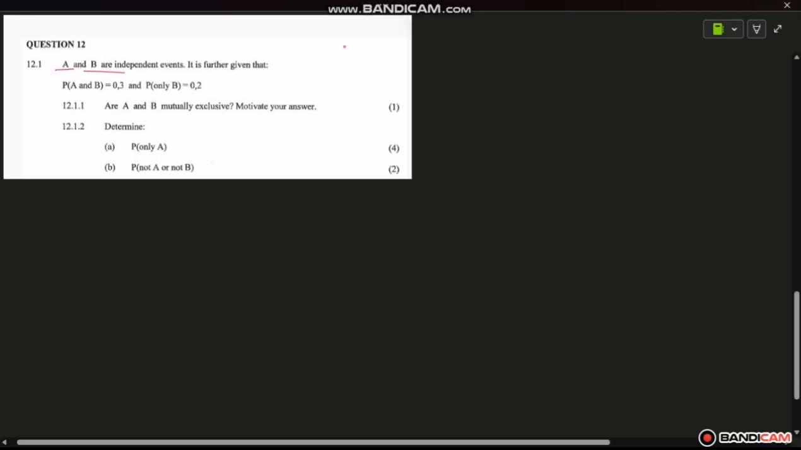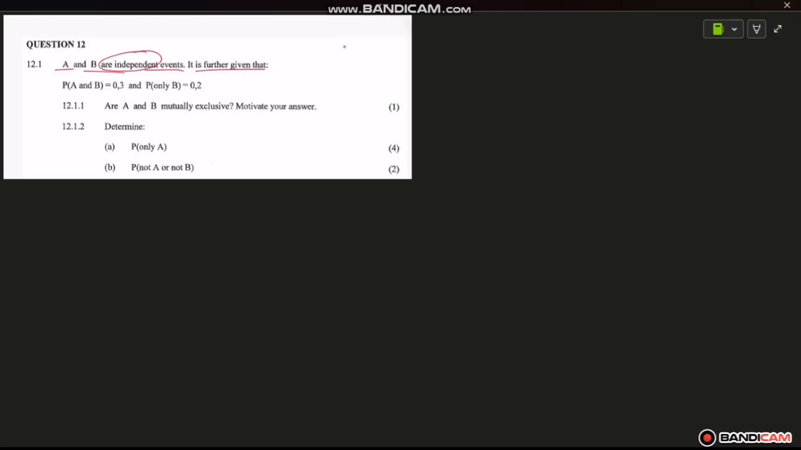Alright, A and B are independent events. It is further given that, when you talk about independent events, the probability of the intersection must be equal to the product of the events, A and B. So you're given this information.